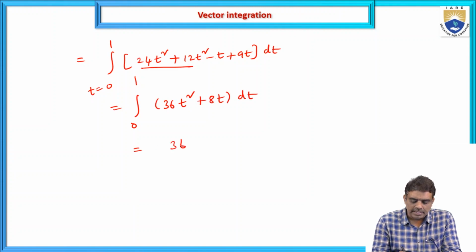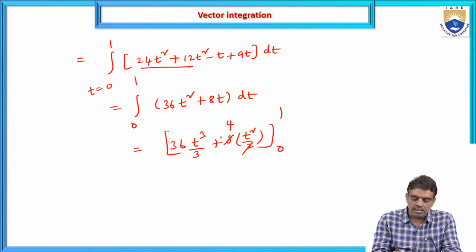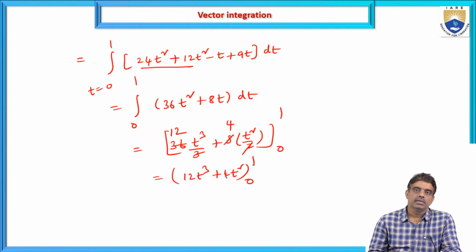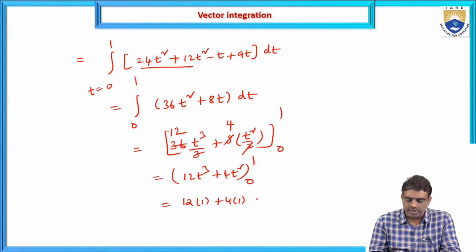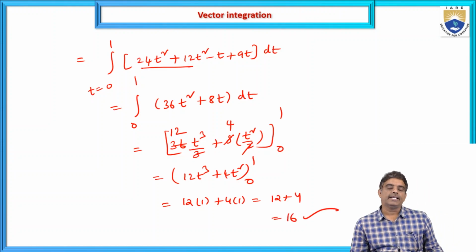So the integration: 36 t cube by 3 plus 8 into t square by 2 between 0 and 1. So what is the value? 36 by 3 is 12, and 8 by 2 is 4. So 12t cube plus 4t square between 0 and 1. On substituting the upper limit, 12 into 1 plus 4 into 1, that is 12 plus 4, that is equal to 16, the required solution for the work done by the force.